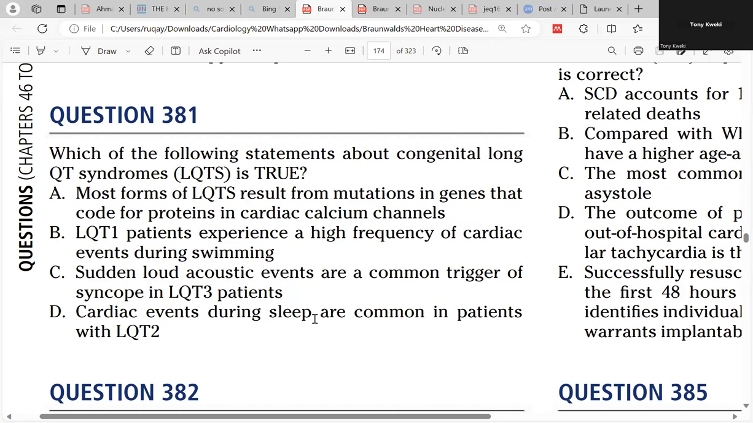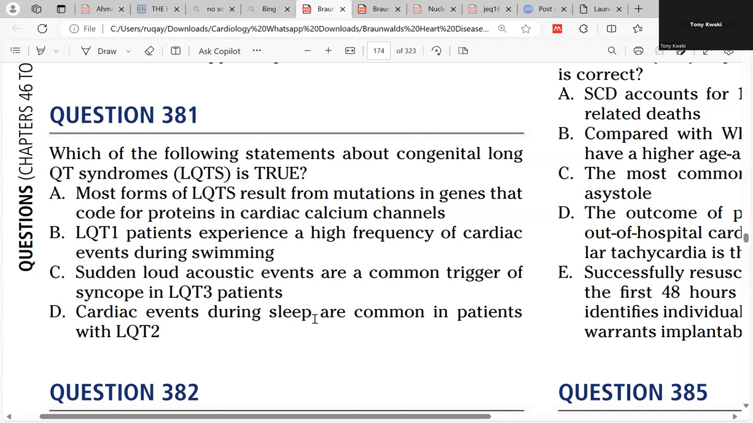So long QT 1 and 2 are due to loss of function mutations in different potassium channels, while long QT 3 is a gain of function mutation in the sodium channel. They have identified triggers that cause degeneration to torsades and subsequent syncope, or other cardiac events. Long QT1 patients tend to have events mainly during exercise, especially swimming, and severe emotional distress, so it looks like sympathetic stimulation. Long QT2 have a high rate of events when they have loud acoustic events, so when there's some really loud sound. And long QT3 tend to have events during sleep.